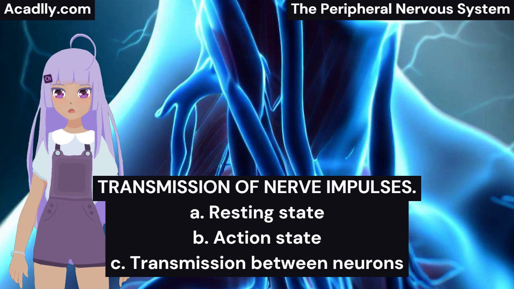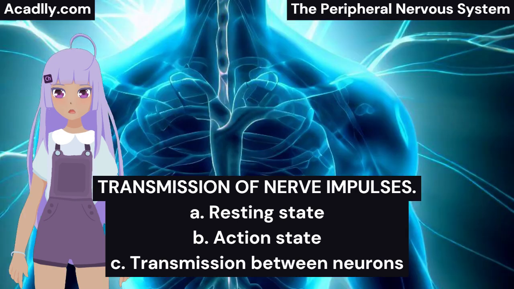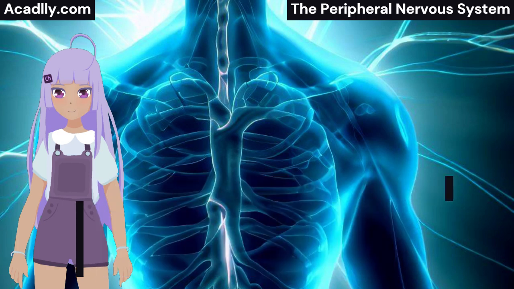C. Transmission between neurons. Transmission between neurons occurs through chemical means. When an impulse reaches a synapse, it stimulates the secretion of acetylcholine, a chemical substance that transmits the impulse to another neuron or muscle fibers.